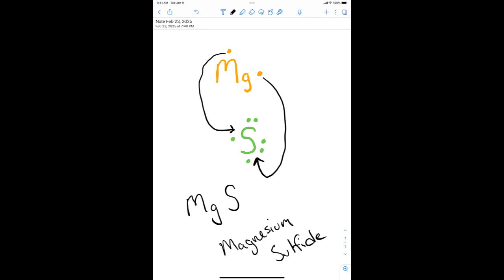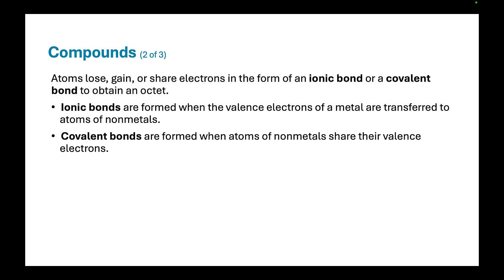That is really what the whole chapter is about. Okay, so when atoms lose, gain, or share electrons, what they're doing is forming either an ionic bond or a covalent bond to obtain an octet. Ionic bonds, which we just saw, are formed when valence electrons of a metal are transferred to the atoms of a nonmetal, whereas covalent bonds are formed when atoms of nonmetals share their valence electrons. Today we're really focusing on those ionic bonds.